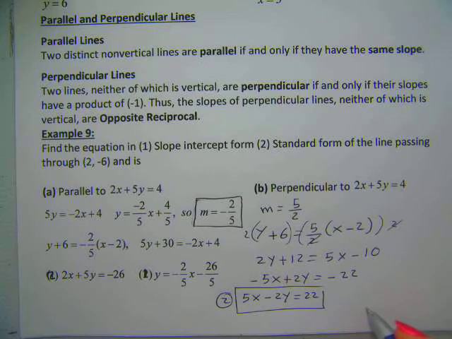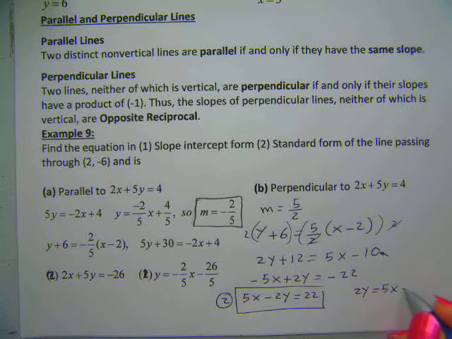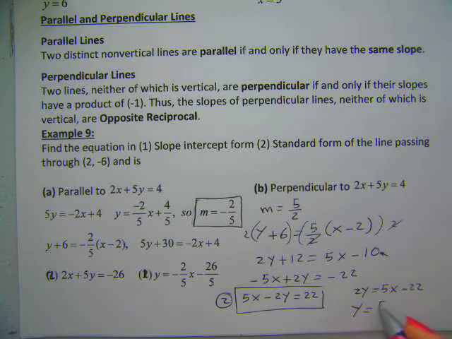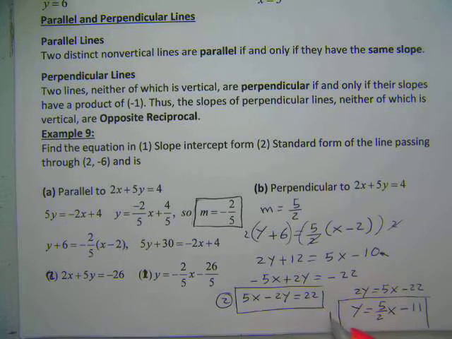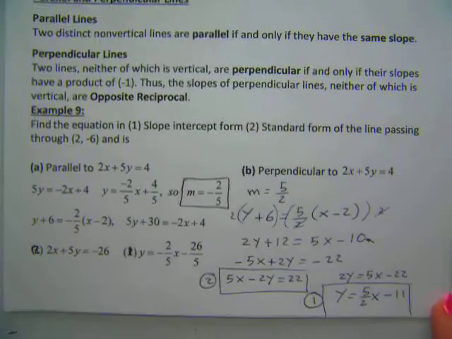And for the 1, we need to solve for y. So let me go back to this one and solve for y. Here we have 2y equal to 5x minus 10, and minus 12 is minus 22. Divide by 2 to get y equal to 5 over 2 x minus 11. And that will be number 1. Okay.